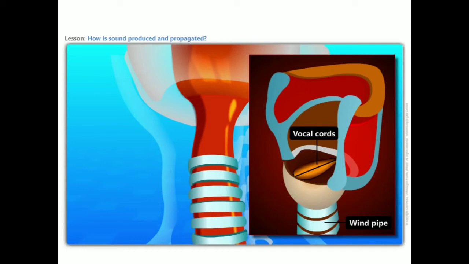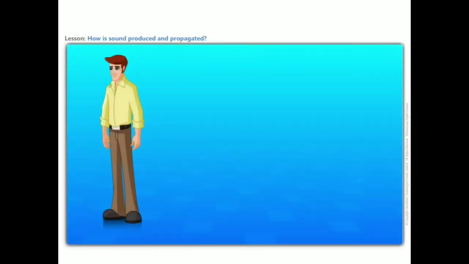Muscles attached to the vocal cords can make the cords tight or loose. When the vocal cords are tight and thin, the quality of voice is different from that when they are loose and thick. Let us see how the vocal cords function.